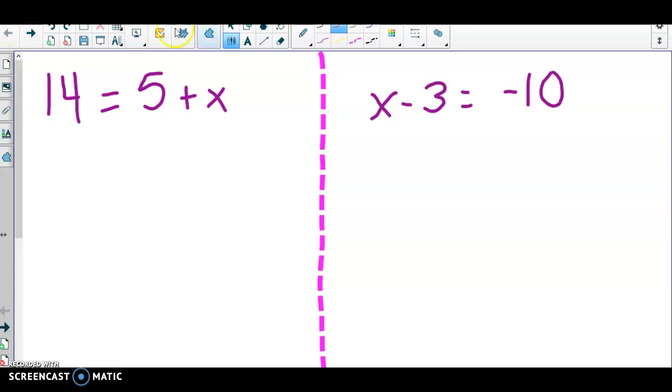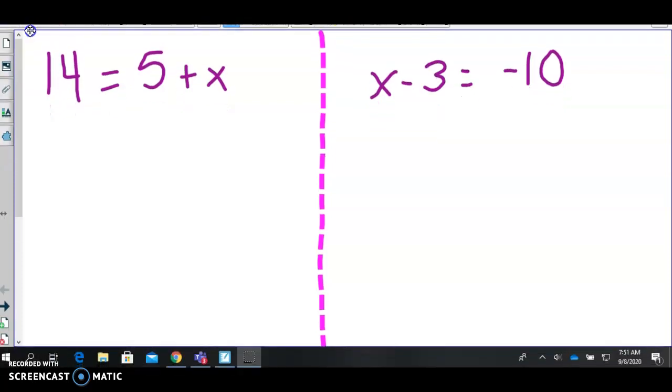Okay, hello. Today we are going to be reviewing one-step equations. All right, let's take a look at this first problem. I have 14 equals 5 plus x.